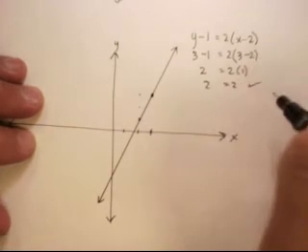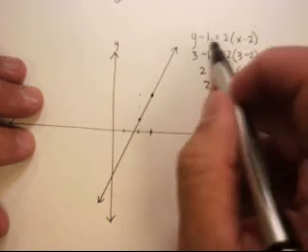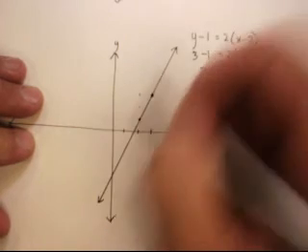That's why I like the point-slope form. As long as you know what one of the points is and what the slope is, you can draw the line.